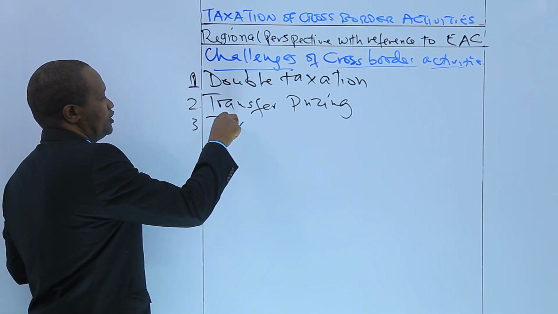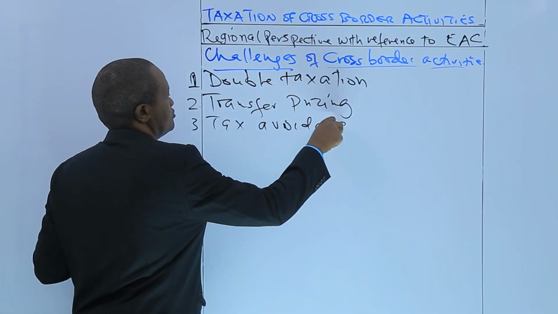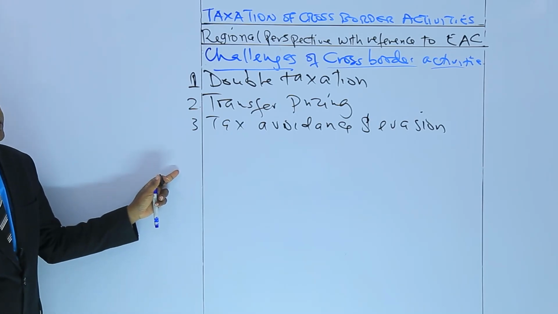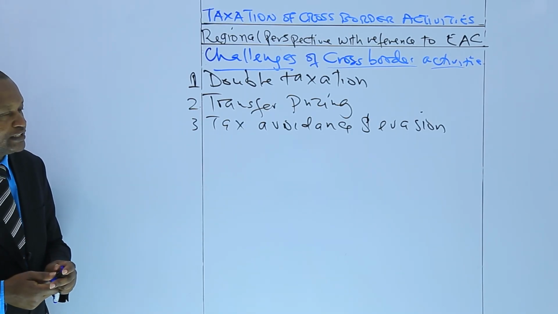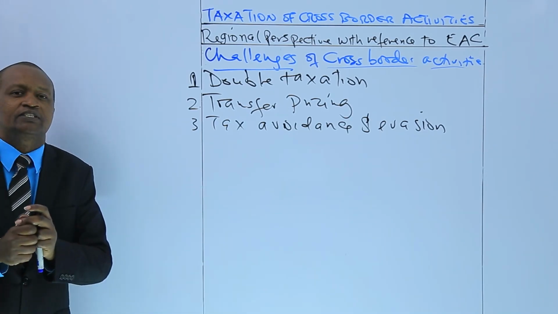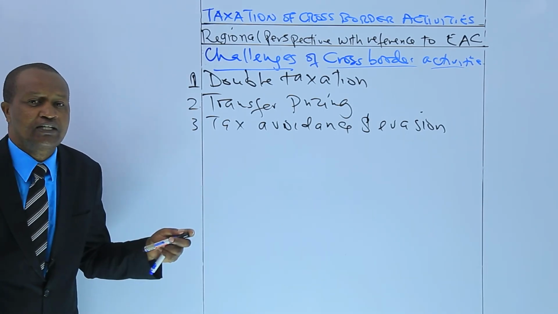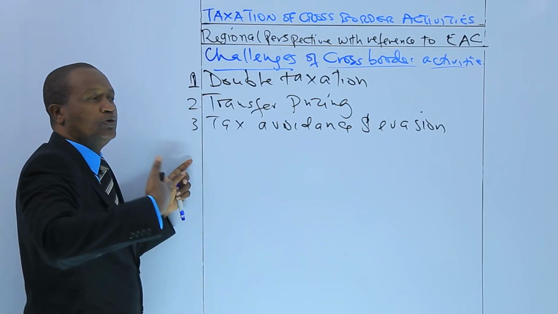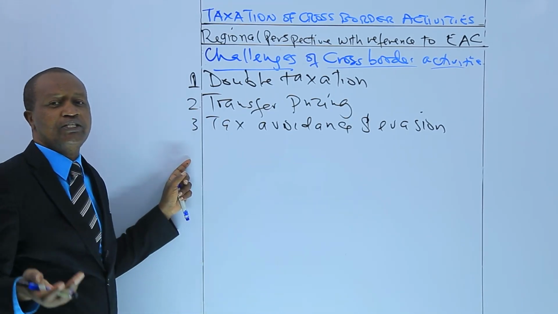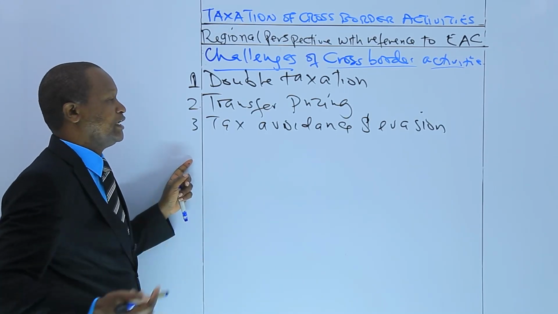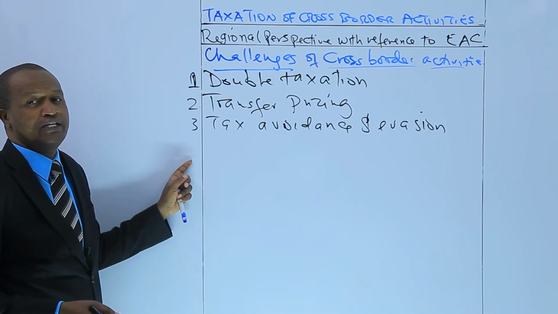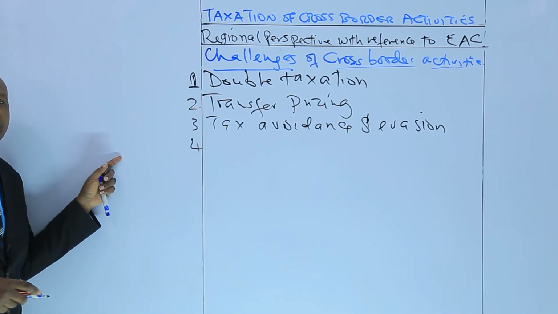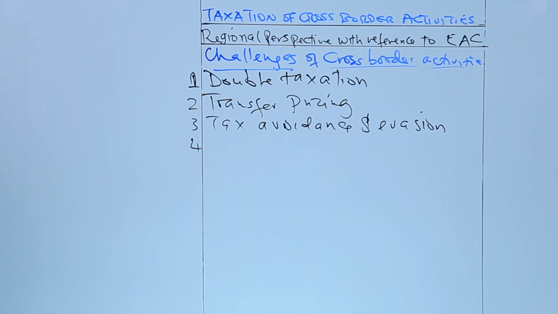Three, tax avoidance and tax evasion. Tax avoidance and tax evasion is another challenge of cross-border activities. Cross-border activities can provide opportunities for taxpayers to do what? To exploit loopholes, and also engage in tax avoidance or tax evasion schemes. That is number 3. Number 4 is tax administration complexity.